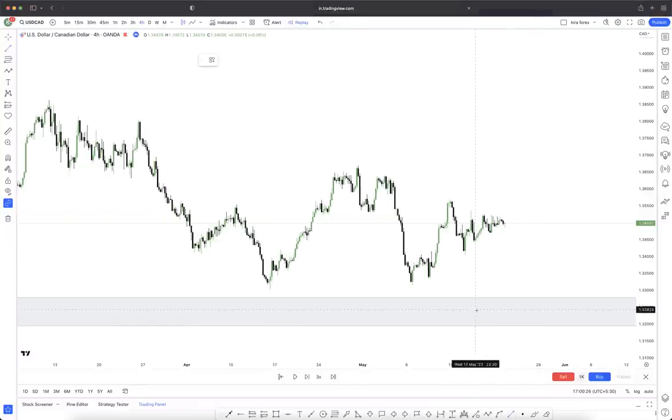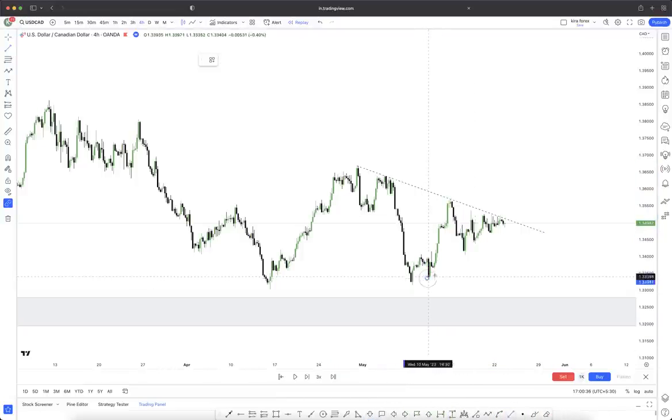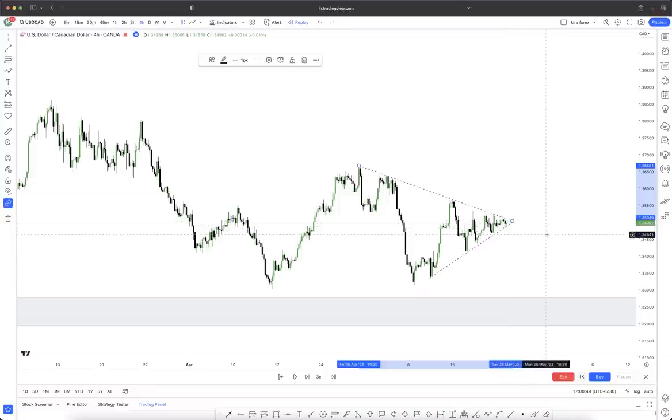So let me go for my trend line first. I use my trend line to draw from this point to this point. Don't forget, I am looking to buy, not to sell. So this is my first trend line and this is my second trend line. Now putting these two trend lines together, what I am getting here is a bullish symmetrical triangle.